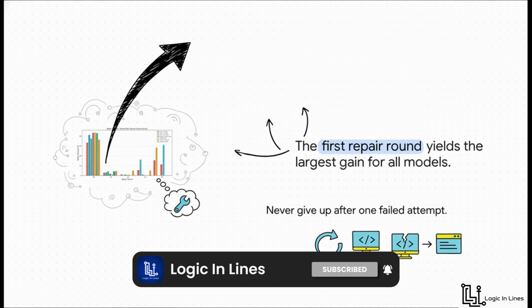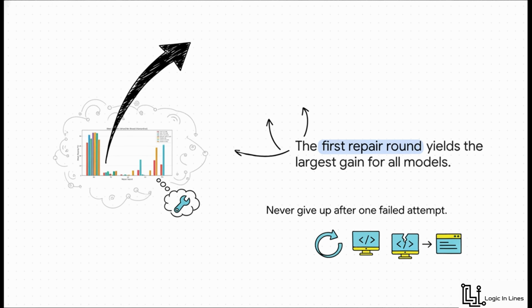And check this out. The timeline for success is totally skewed toward the very beginning. The vast majority of an AI's self-repair success happens in the very first round of feedback. If it fails on the first try, feeding that error right back in for round one yields huge immediate gains. So the big takeaway here: never give up after just one failed attempt. Feed the error back once, maybe twice, but if it's still failing after 3 rounds, yeah, you probably just need to scrap it and rewrite your prompt from scratch.